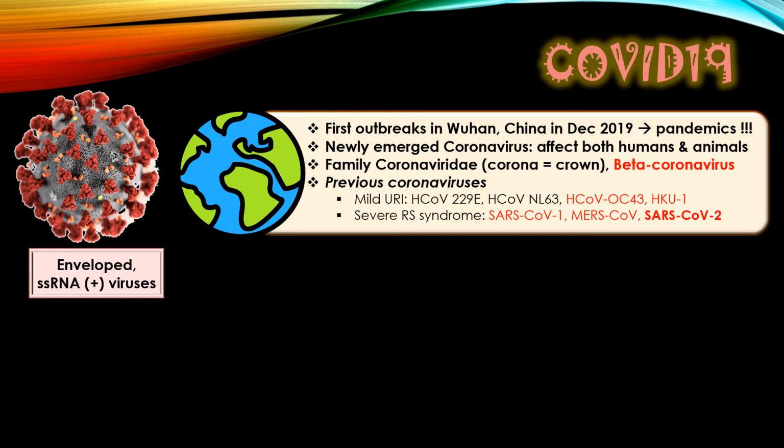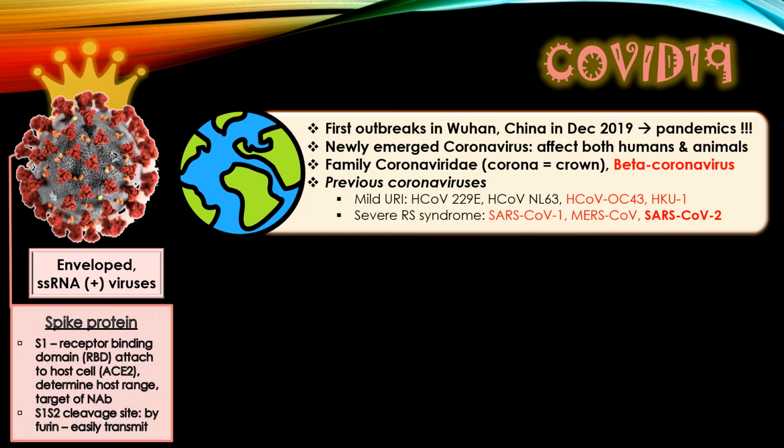And for some genera that cause severe respiratory syndrome, such as SARS-CoV-1, called SARS, around 2003, and MERS-CoV, which was epidemic around 2012, and SARS-CoV-2. This virus is an enveloped, single-strand, positive-sense RNA virus. They have a spike protein that is used to bind with the human receptor, and many antibodies target this structure.